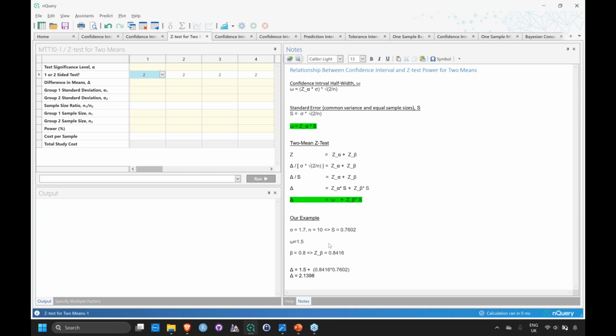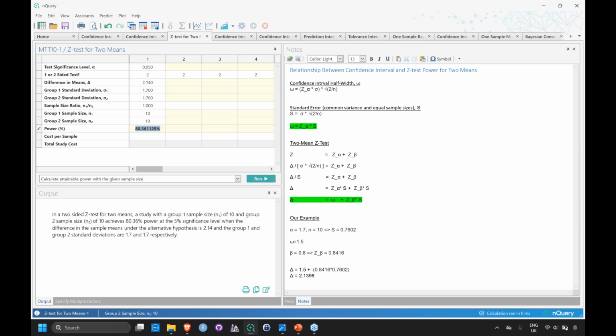From here, we can calculate the corresponding difference in means, delta, as 2.1398. So let's just confirm all of that in the table now. So we have alpha 0.05, two-sided, delta 2.1398, common standard deviations of 1.7, and a sample size per group of 10.